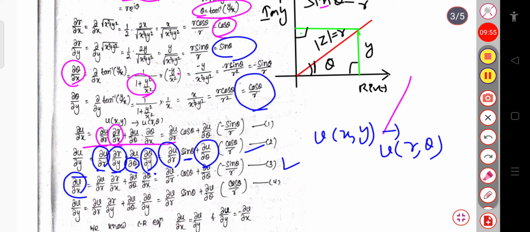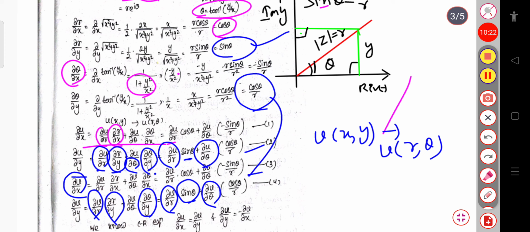Now we have to calculate ∂v/∂y, which is equal to ∂v/∂r into ∂r/∂y plus ∂v/∂theta into ∂theta/∂y. So this will be equal to ∂v/∂r into ∂r/∂y, which is sin theta, so we have to put this value sin theta, plus ∂v/∂theta into ∂theta/∂y, which is cosine theta by r. So simply you have to put the value here.